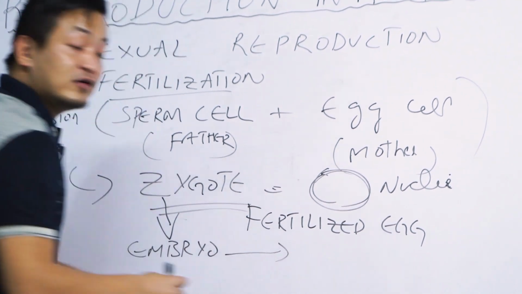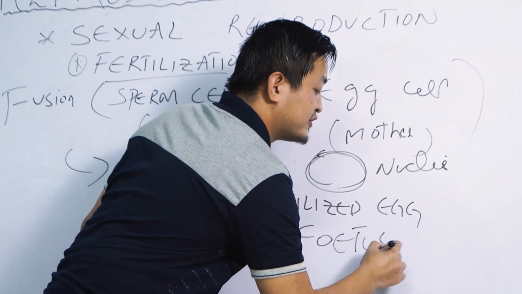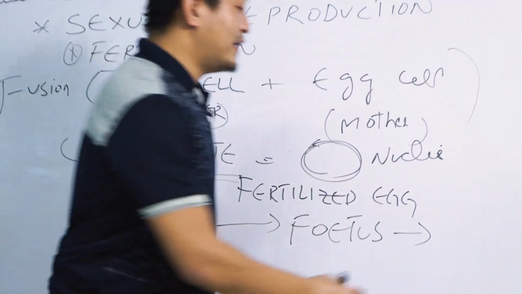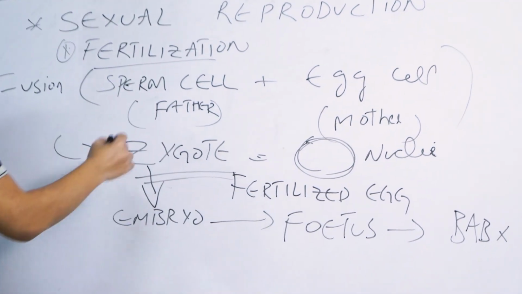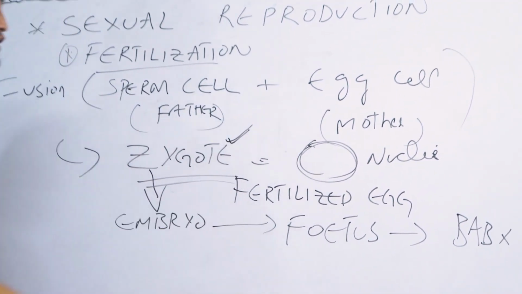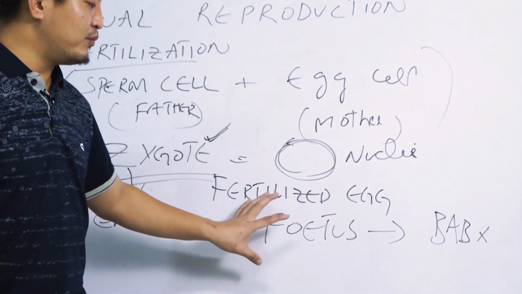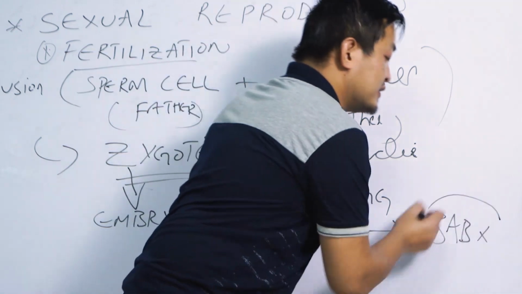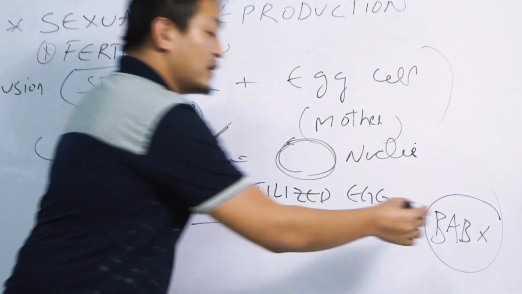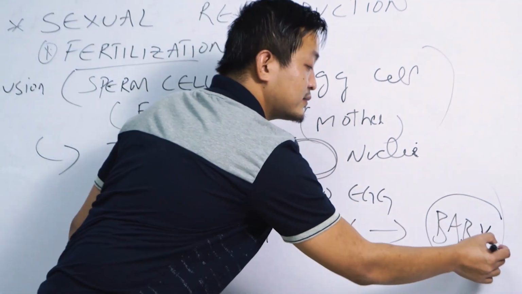Today we are going to study what happens after the zygote, from zygote to embryo, and then from embryo to fetus. After that, the mother gives birth to a baby. So today we will discuss the embryo, then the full development, that is the fetus, and then the mother giving birth. We'll study up till here.